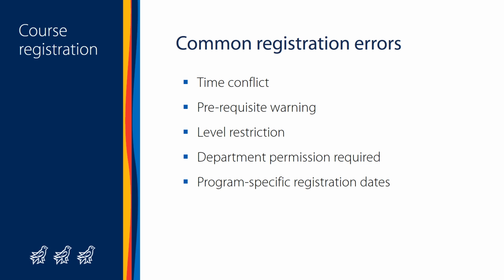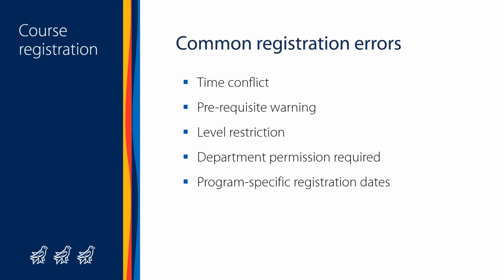A level restriction means that you can't register for this class yet because you're a first year student and this is a fourth year class. Department permission required means that you have the opportunity to reach out to the department specifically to ask for permission to take this course. It won't let you register for it by default, but you can reach out to the department or the instructor and request specific permission to register for it.